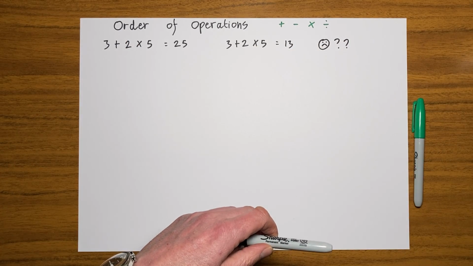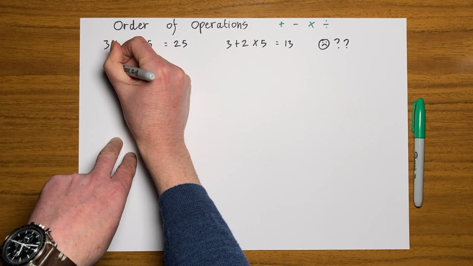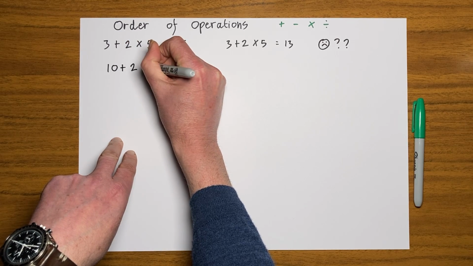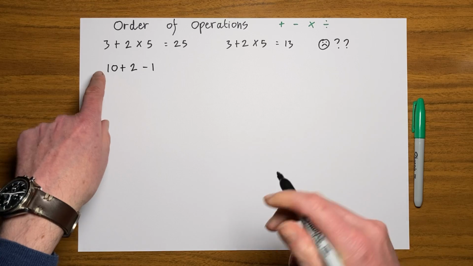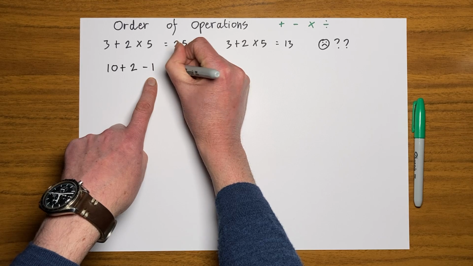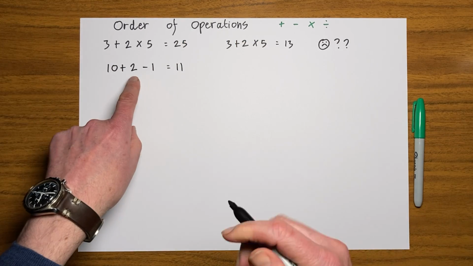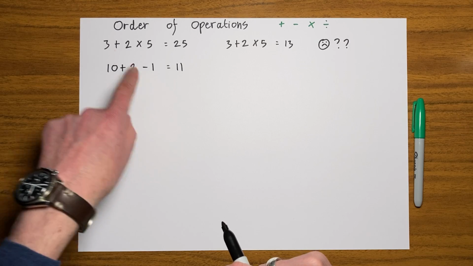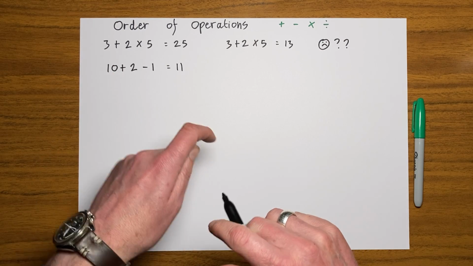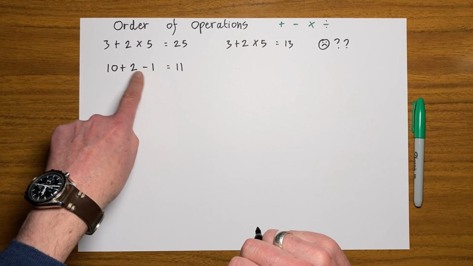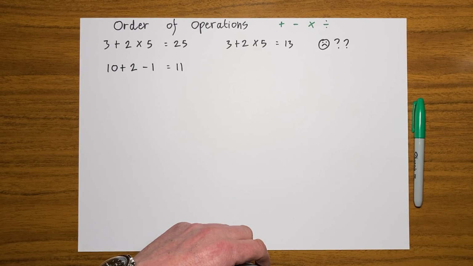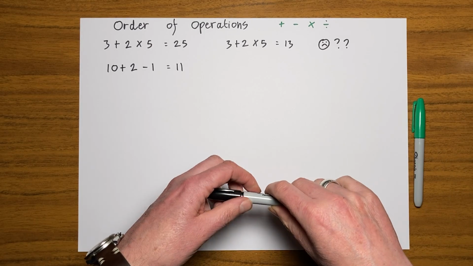Now, the first thing I want to say is sometimes it doesn't matter. So for example, if I have got 10 add 2 take away 1, I can do 10 add 2 is 12, and 12 take away 1 is 11. Or I could do 2 take away 1 is 1, and 10 add 1 is 11. So that's going to be the same whichever way I do it. So if I'm doing adding and taking away, it doesn't matter because these have a property which is called they are associative. And this is something which you come onto when you move up into GCSE maths.